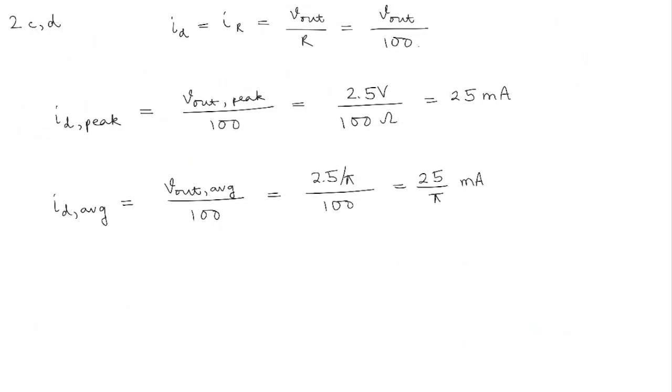Okay, from this equation you could then have calculated ID peak directly by plotting ID, or you could have calculated the average directly from that plot. You could have done that, but this is an easier way to do the problem.